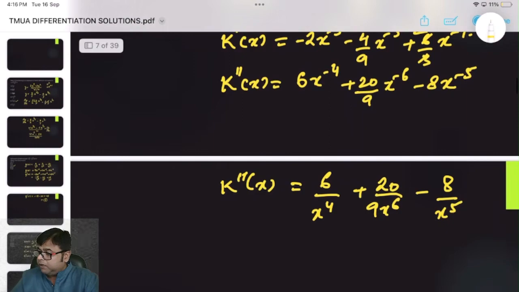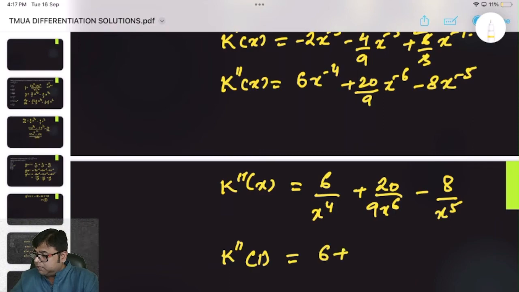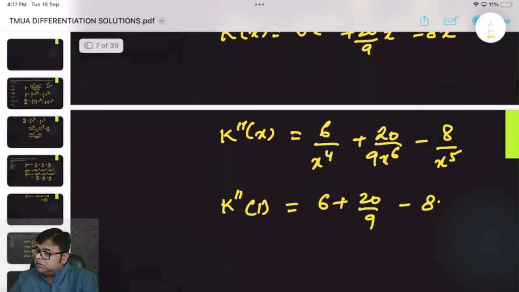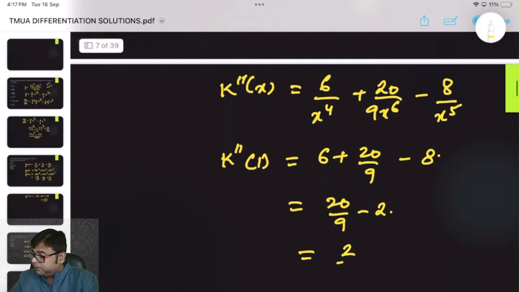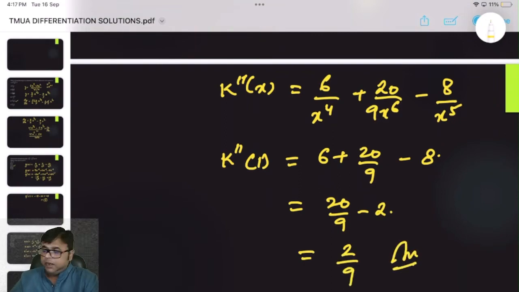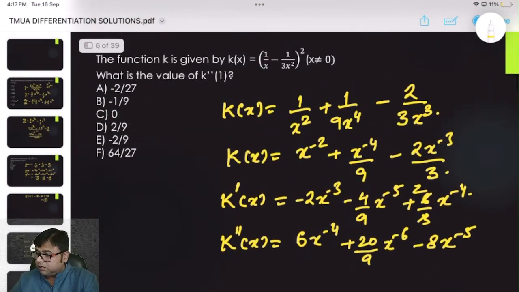Now I have to find the value at 1. It can be any, not just 1, right? But 6 plus 20 by 9 minus 8. So it will give me 20 by 9 minus 2, which will be 2 by 9. 2 by 9 is the correct answer. Right? So let me look at the options. Yes, 2 by 9. D is the right answer.